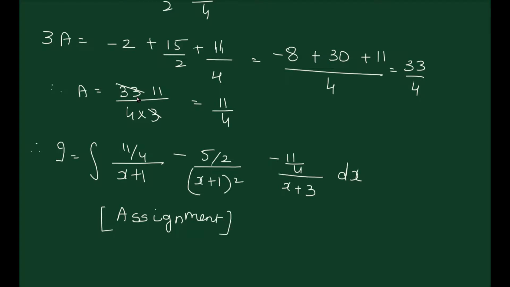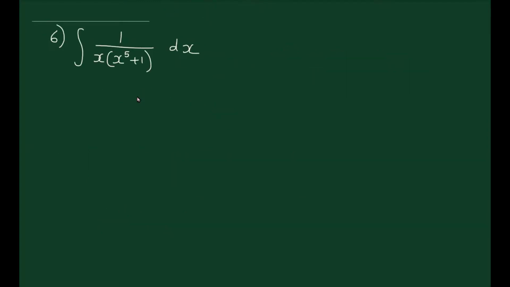So complete this sum now. Now the sixth sum, pay attention to the sixth sum. It is a bit different from the other sums which you have done so far. The question is integral of 1 upon x into x raised to 5 plus 1. Obviously here we cannot go further without substituting. So look carefully at the next step that is being done.